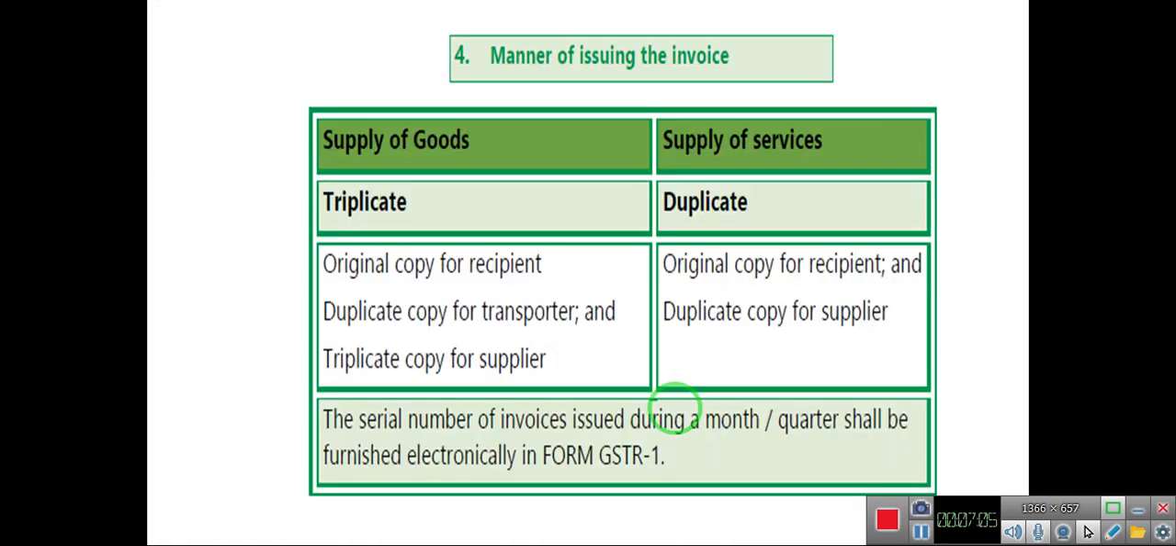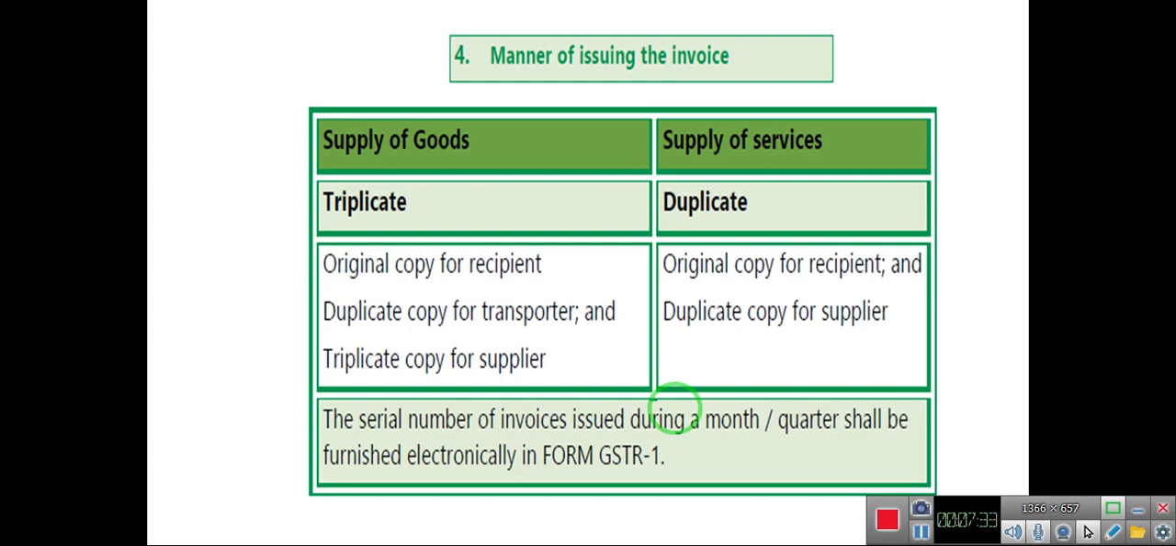Now, the manner of issuing the invoice. In case of supply of goods, the invoice is issued in triplicate. The original copy is for the recipient, the duplicate copy for the transporter and the triplicate copy for the supplier. In case of supply of services, the invoice is issued in duplicate: the original copy for the recipient and the duplicate copy for the supplier.